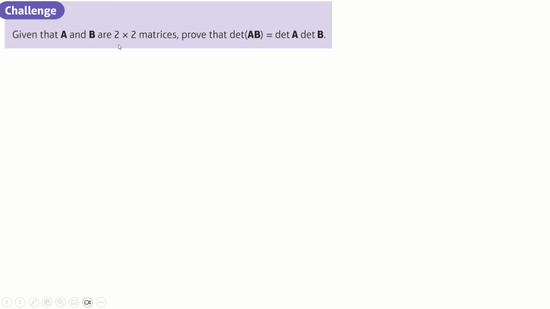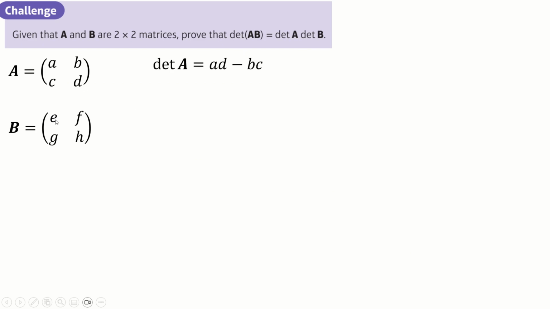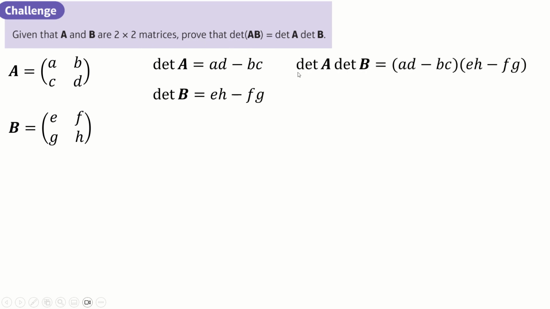Given A and B are 2x2 matrices, prove this. So if A is A, B, C, D, and B is maybe E, F, G, H, then I'm going to say det A is AD minus BC, and det B is EH minus FG. And if I just multiply those two things together to get det A times det B, it's this times this. Expand some brackets carefully, you end up with these 4 things. I've been careful to write them all in alphabetical order, because it's going to help me for the next part.